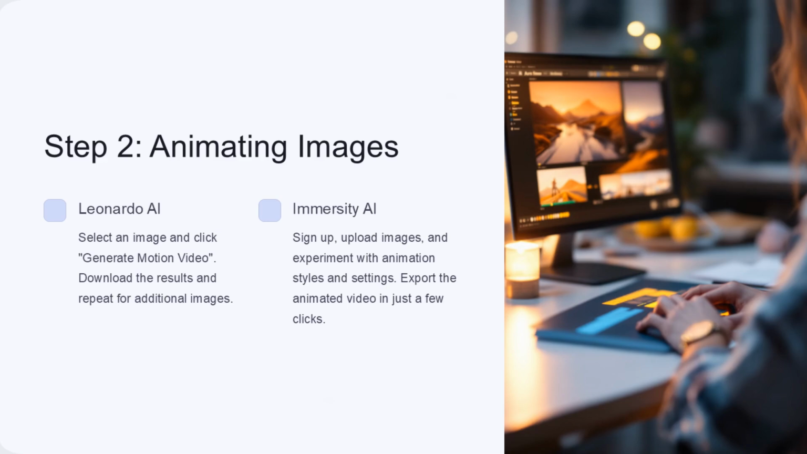Here's how to convert your static AI-generated images into animated videos. Using Leonardo AI, select an image and click the Generate Motion Video icon. Download the results and repeat for additional images.